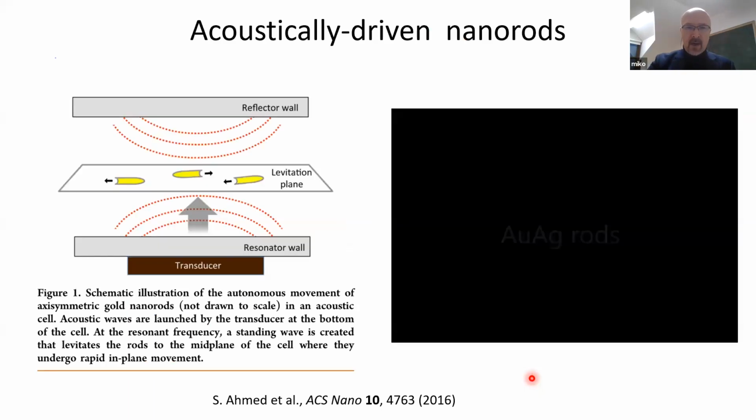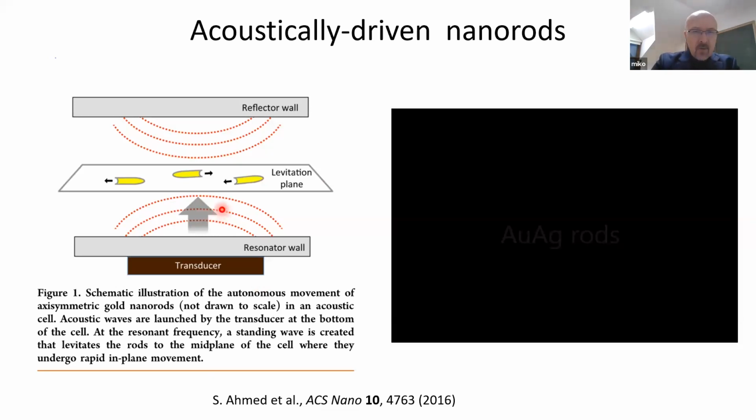So our combined theory and experimental work was motivated by this nice experiment, where they showed that if you place nanorods into an acoustic chamber, so we have here an acoustic chamber, right? A transducer excites oscillations of this resonator wall, and this is a liquid environment in which nanorods are dispersed. Acoustic sound waves are reflected from the reflector wall, and then you have a superposition, and the system parameters are tuned in such a way that a standing acoustic wave is formed in the system.